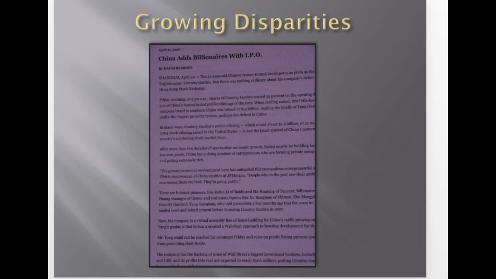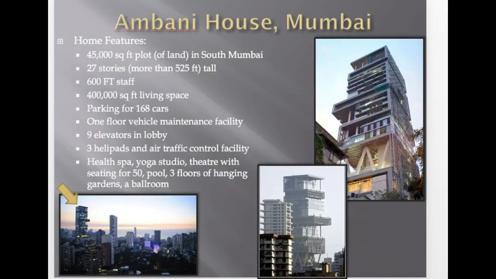Another concern with globalization are the growing disparities. This article I've highlighted purple reports that China is adding more billionaires to their ranks. That's China. Now let's look at India. The Ambani house is a clear example of these huge disparities in India. As you can see with the gold arrow highlighting this house, this is one gentleman's house, Mr. Ambani. His house is 45,000 square feet. It's in South Mumbai in India, 27 stories, so more than 520 feet tall. They've got 600 full-time staff, parking for 168 cars, 9 elevators, 3 helipads. There's a health spa, a yoga studio, a theater, 3 floors of hanging gardens, a ballroom. This is one gentleman's house. This highlights the huge disparities in India.